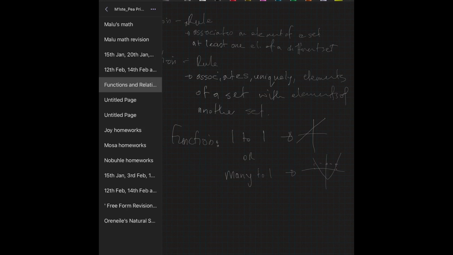Yeah, because for the parabola y equals x squared, at x equals -1, y is 1, and at x equals +1, y is also 1. So we do have many x values mapping to one y value. So that is an example of many-to-one.